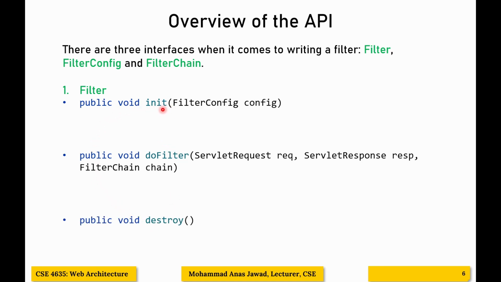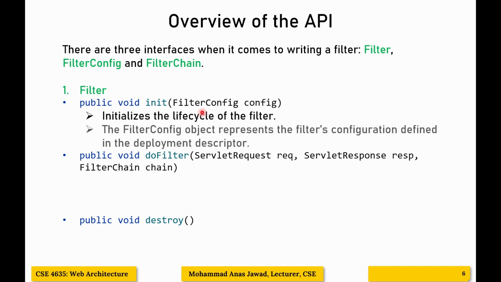Now this init method is basically the same as the init method of the servlet interface. That is, it is used to initialize the lifecycle of the filter. Inside this init method, you can see that we have passed a filter config object as parameter. This filter config object can be used to access the configuration of the filter that has been defined in our deployment descriptor, that is in our web.xml file.